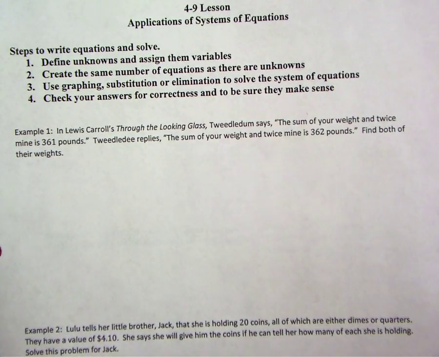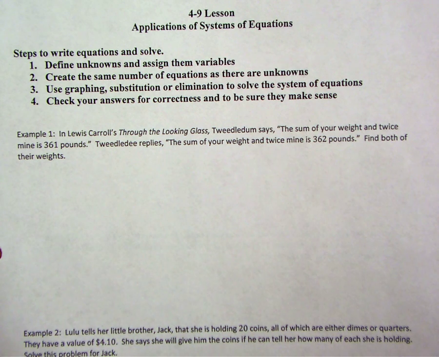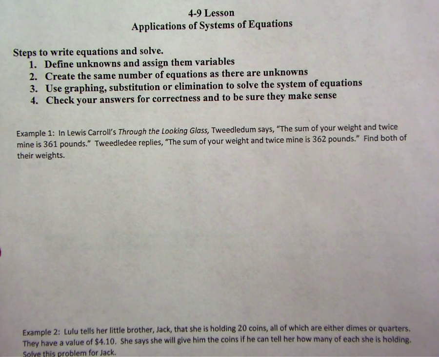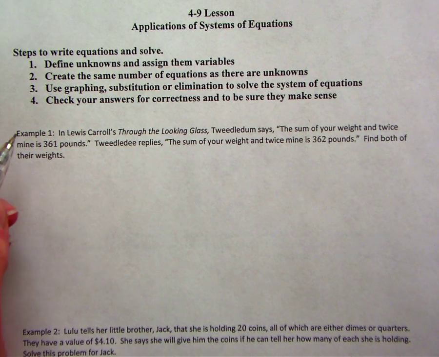Today we're going to work on applications of systems of equations. So in order to write the equations for a system of equations, we first have to define the unknown values and assign them variables. Then we need to create the same number of equations as there are unknown values. So if you have 2 unknown values that you're looking for, you're going to create 2 equations, and 3 and so forth. And then we're going to solve using one of our methods for solving systems of equations.